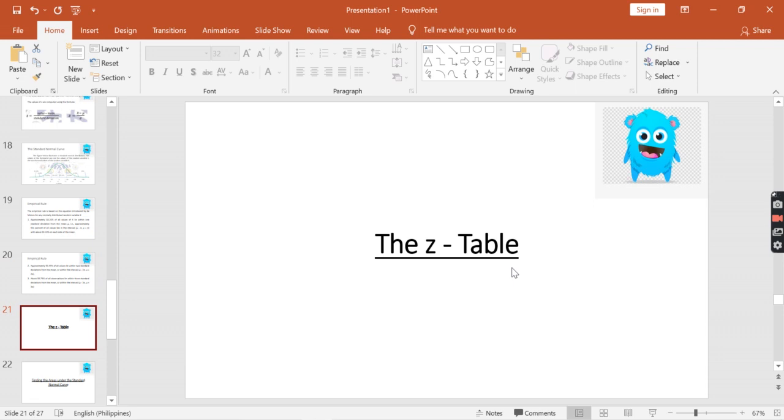So, before we compute or solve problems with regards to the normal curve, let's try to understand how we use the z-table. Because since we will be converting x values to z, we must know how to use a z-table.